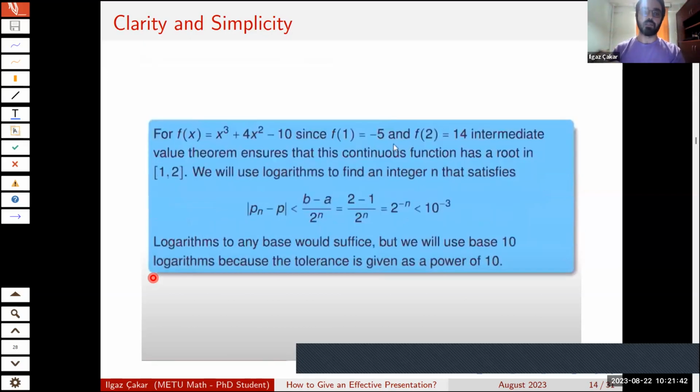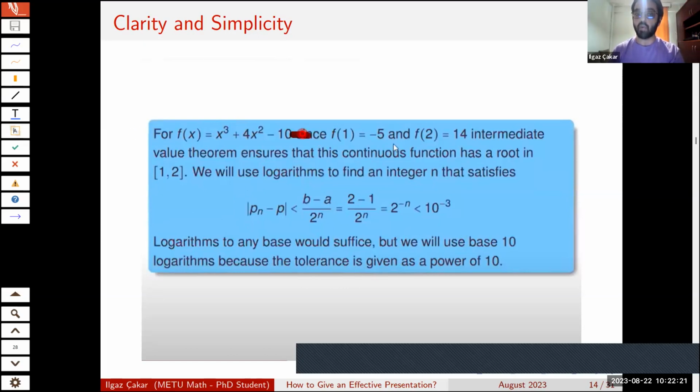Another bad thing about using too much text is the solution for a problem. It's not a full solution for any problem. But look: "for, since, intermediate value theorem ensures, blah, blah, blah. We will use." Never write such a thing. You should say this, not write it. Then "logarithms can be blah, blah, we will use," etc. I mean, this can be simplified. This is a 5-line text with a 1-line equation. This can be simplified to 1-line text and 1-line equation.